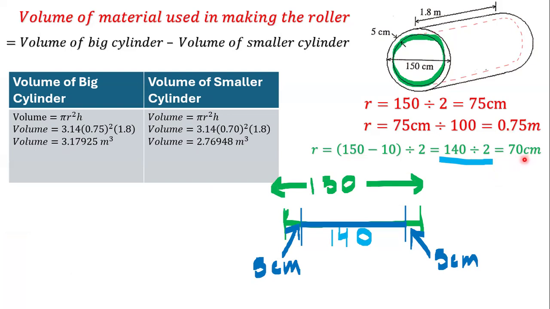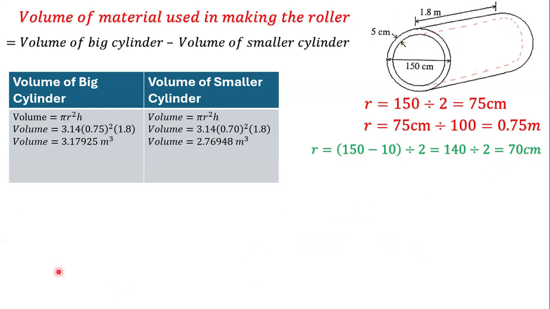Okay, so the radius of the smaller cylinder is 70 centimeters, but we do not want it in centimeters. We want it in meters. So we're going to say 70 centimeters divided by 100, and that gives us 0.7 meters. And so that's why here we have that the radius is 0.7. And that's why we have it here, because the radius of the small one is 0.7 or 0.70.